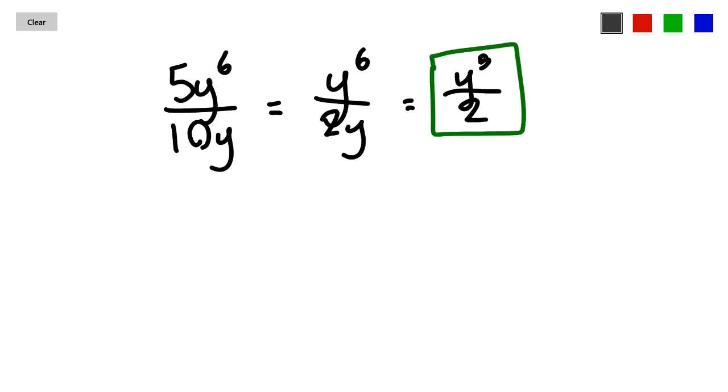The reason for that is the rule that if I have some base raised to a power divided by that same base raised to another power, this is the same as writing that base raised to the difference of the two powers. In this case, I have a 6 and a 1. 6 minus 1 gives me the y to the 5th on the top.